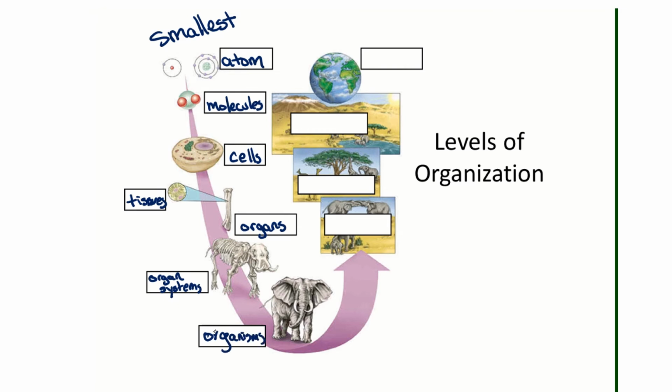organisms. A group of the same type of organisms make up a population. Several populations in the same area make up a community. And several communities within the same area or region make up an ecosystem. And various ecosystems make up the biosphere, which is the largest level of organization.